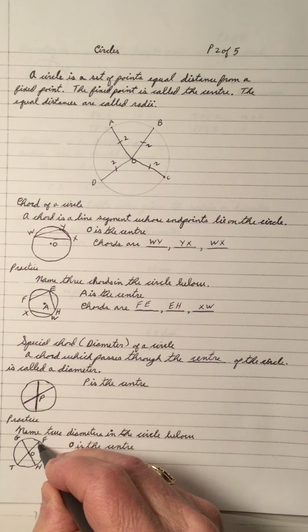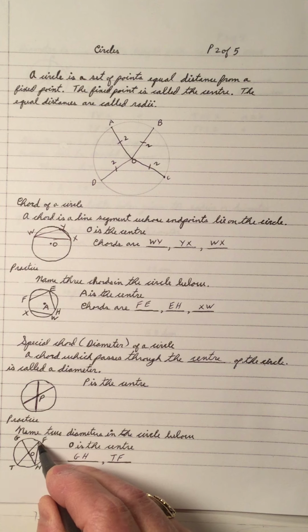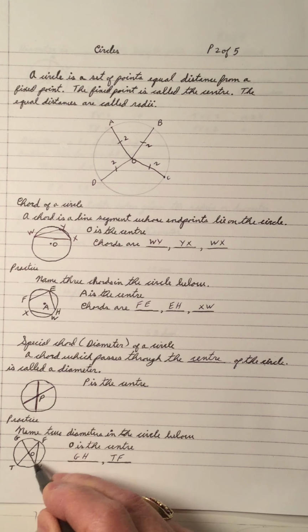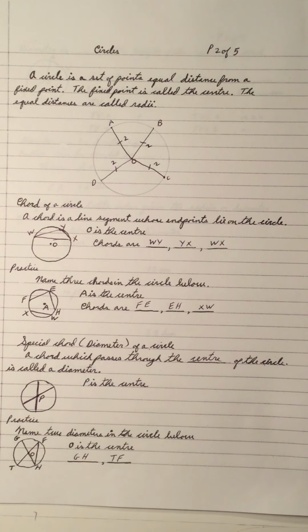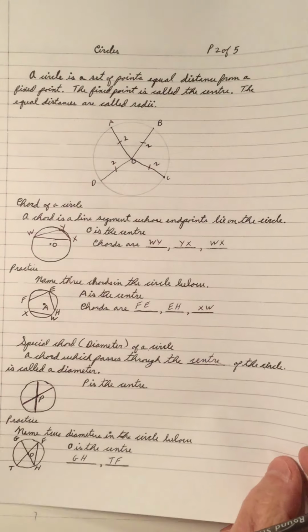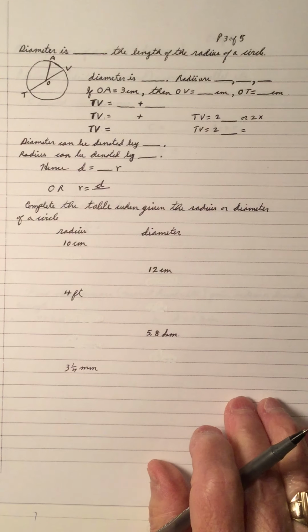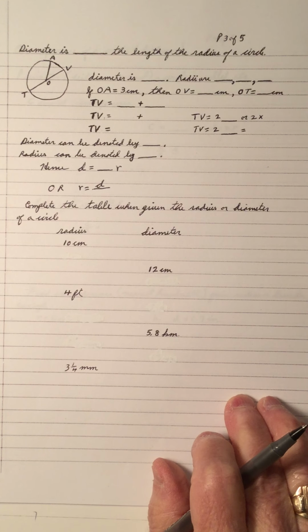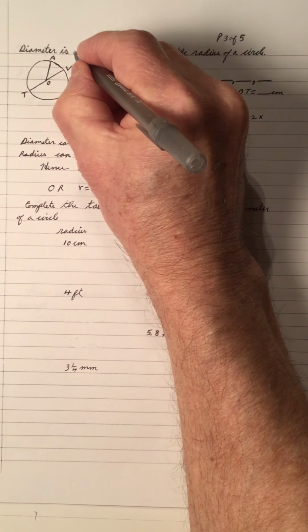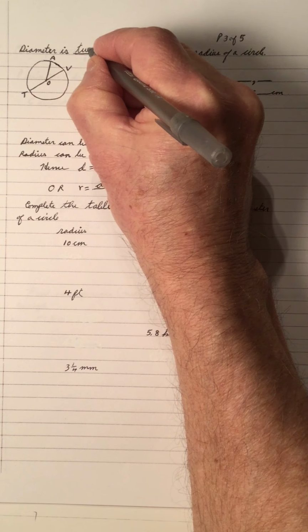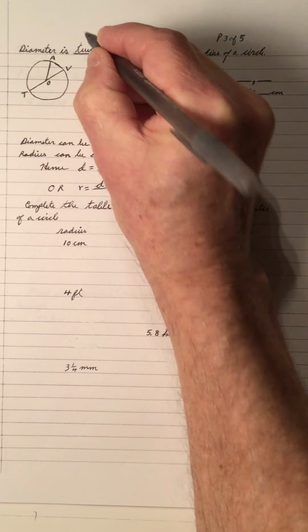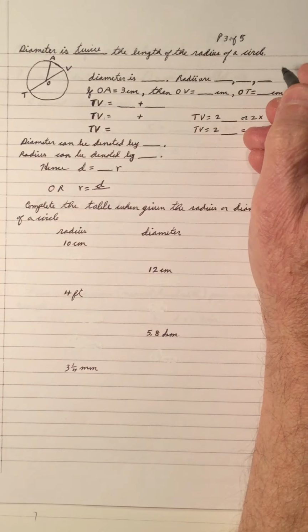And if I drew that chord, that's a chord because the endpoints are on the circle, but it's not a diameter. Okay, let's continue. A diameter is blank, the length of the radius of the circle. The diameter is twice. But we're going to go through that and verify it.